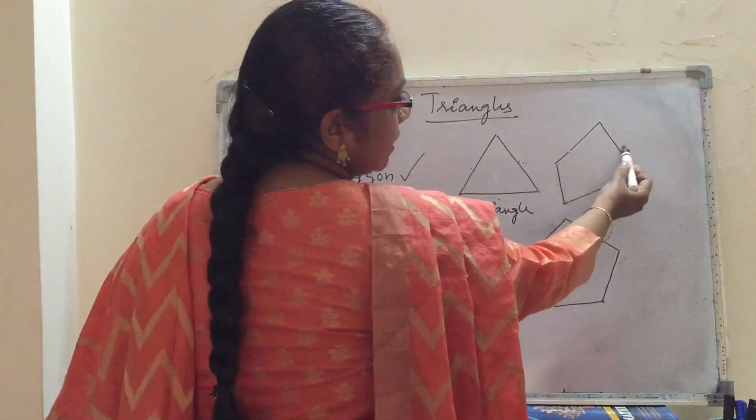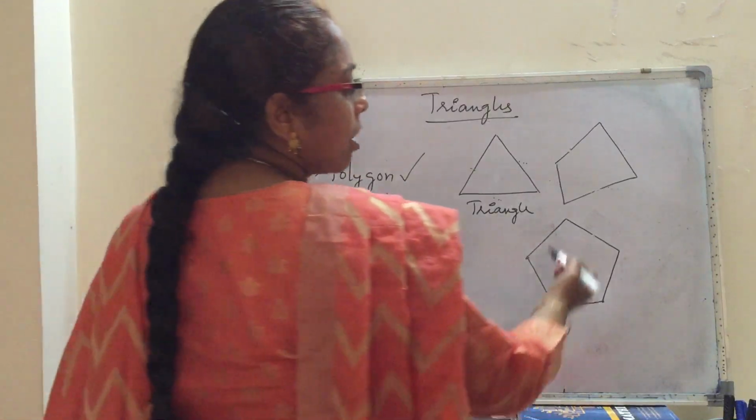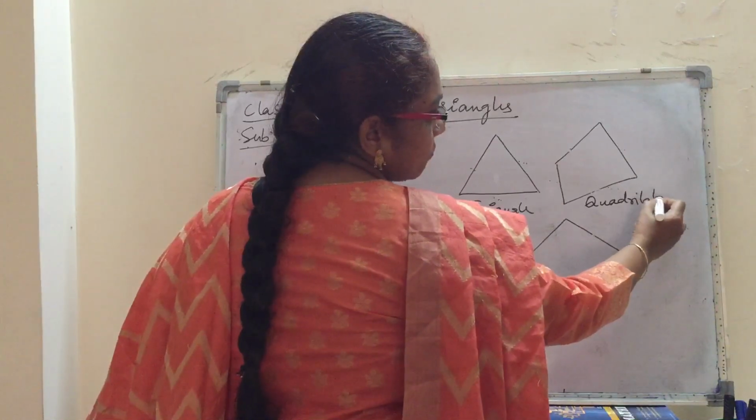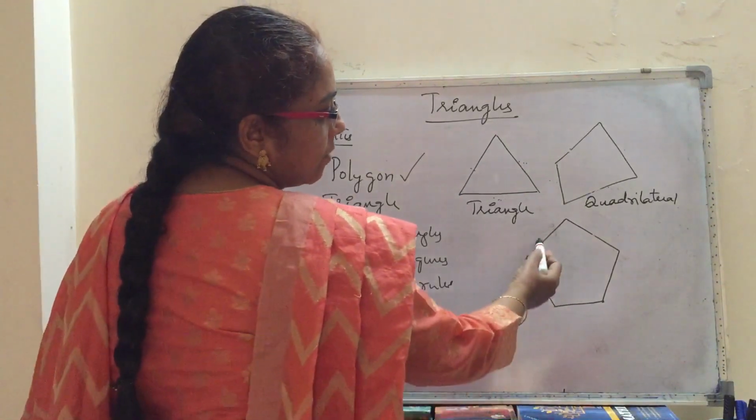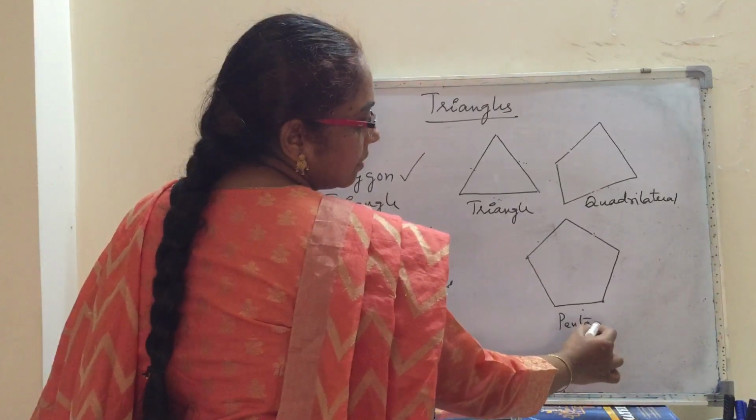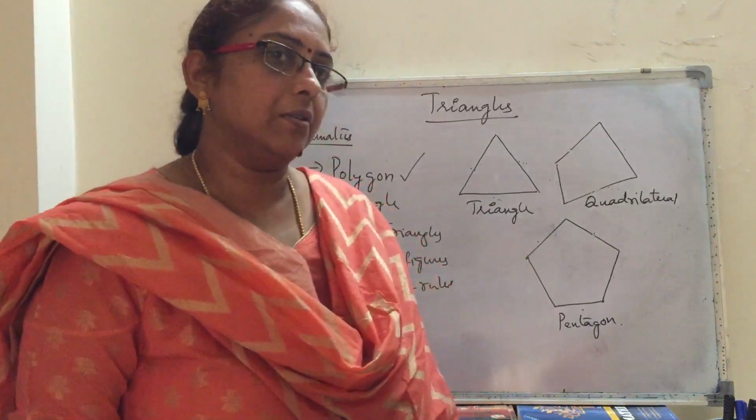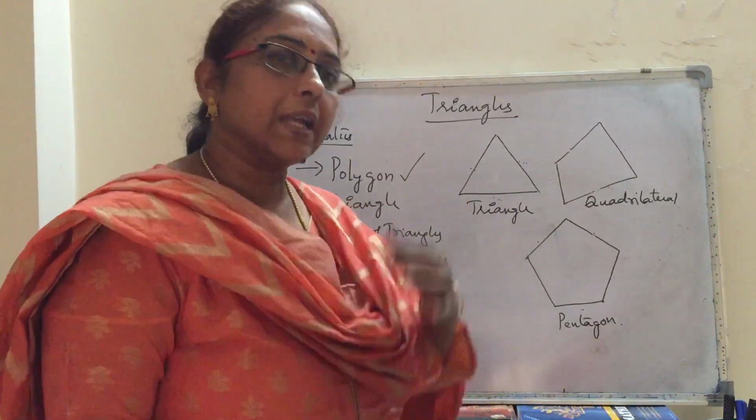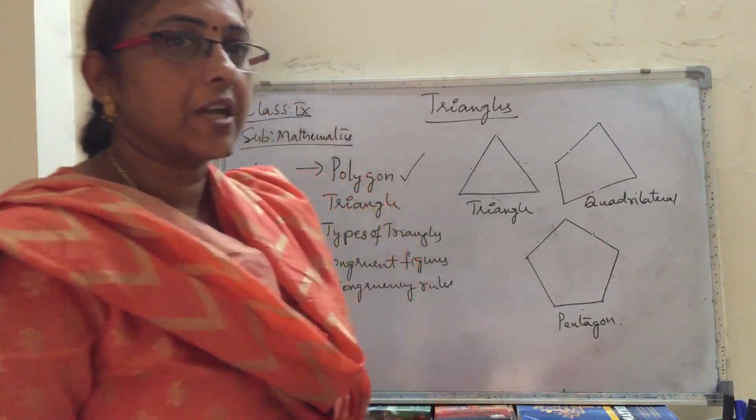Here, a polygon with 4 sides. 4 line segments means 4 sides. What is it called? A polygon with 4 sides is called a quadrilateral. Now see how many sides are there in this polygon. 1, 2, 3, 4, 5. So it is called a pentagon. According to the number of sides, we give the name of the polygon. So now our chapter is about the triangle. What is meant by a triangle, children? A polygon with 3 sides is called a triangle.